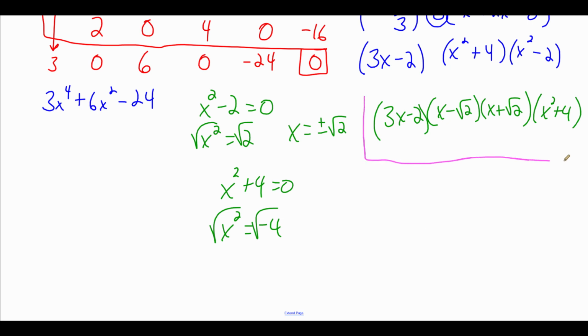So this stuff right here is my polynomial function rewritten as a product of 3 linear factors and 1 irreducible quadratic factor.